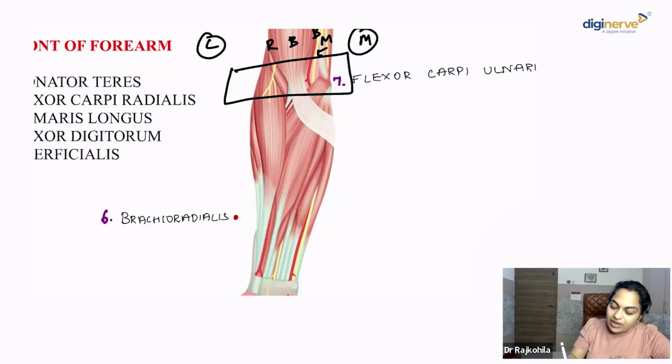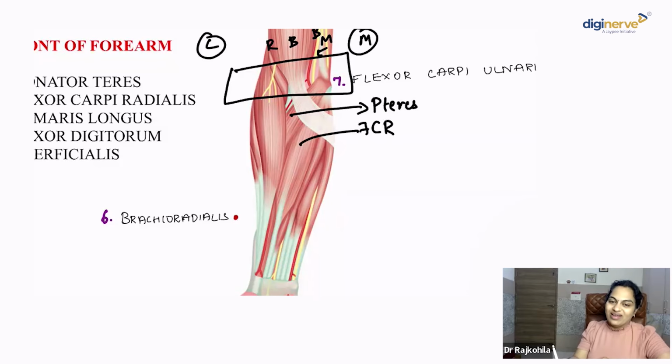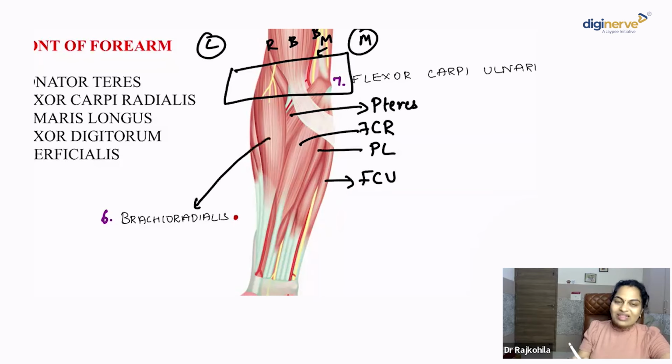Now, this muscle that you see here is the pronator teres. This one next to it is the flexor carpi radialis. This is the palmaris longus. The one at the medial border is the flexor carpi ulnaris. And the lateral border is the brachioradialis. Between these fibers peeping out, this is the flexor digitorum superficialis.